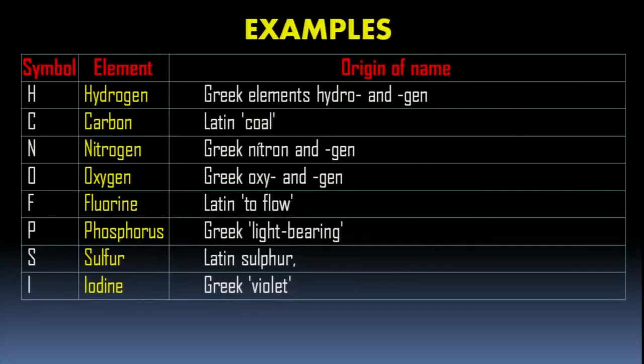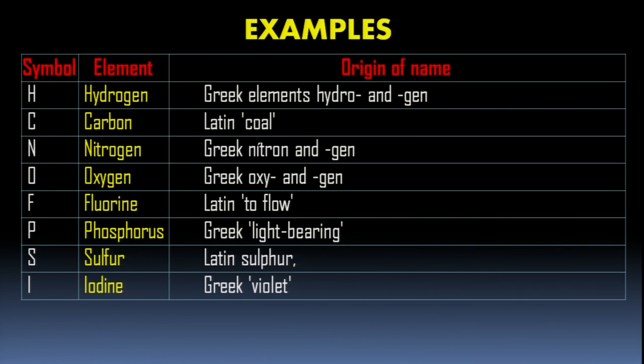Okay, how were these symbols used? See here, children. You have certain elements, certain symbols, and the origin of their names on the screen. Hydrogen is got from the Greek words hydro and gen, and that is denoted by H. Similarly, C for carbon. In Latin, it means coal. N for nitrogen, it's a Greek word. O for oxygen, also a Greek word. Gen means forming. Hydro is water, forming hydrogen.